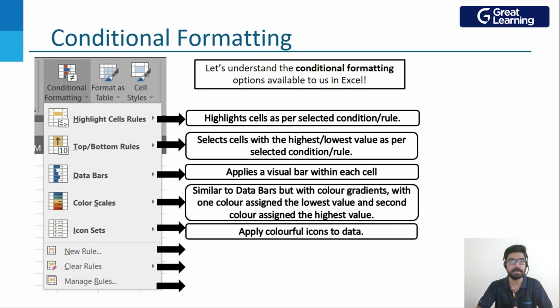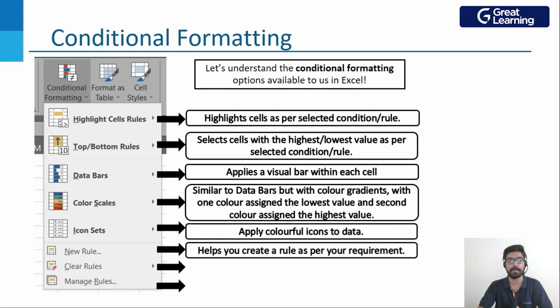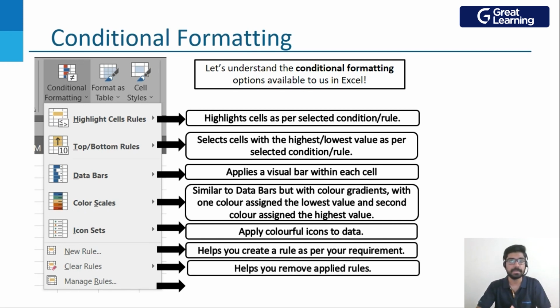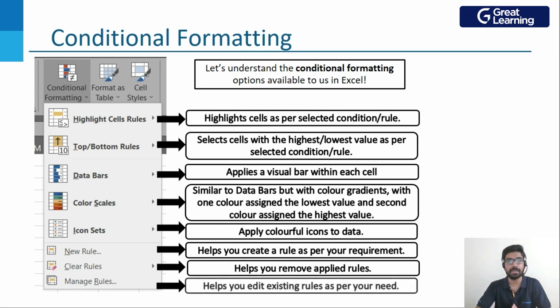Icon sets are also similar to color scales. Instead of colors, here icons are given to the cells depending upon the range in which they fall. The other options include new rule, where you will be able to create a new rule based upon your requirement. Clear rules helps you to delete the existing rules which you have already made. Manage rules helps you to modify or make necessary changes to the rules you have already made.